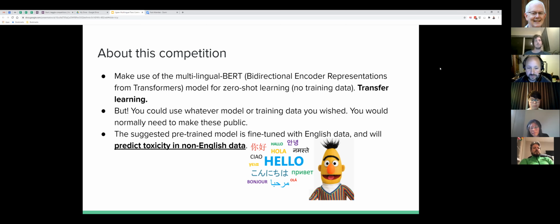So this model, you were able to fine-tune it with English data, so an English training set. And then the idea was that you were going to predict toxicity in non-English data. So that was the idea behind this competition. You have a model mostly trained with English to detect toxicity in non-English data.